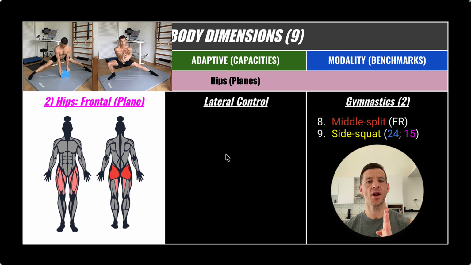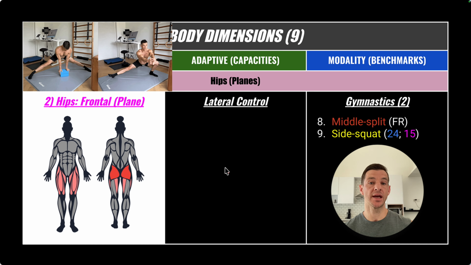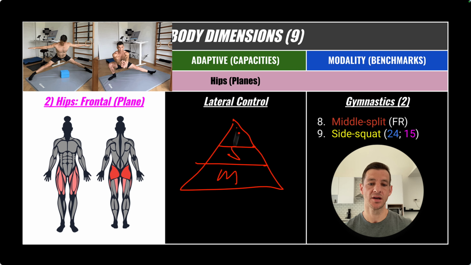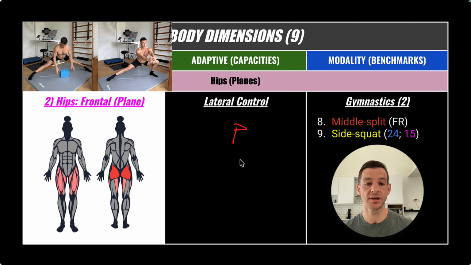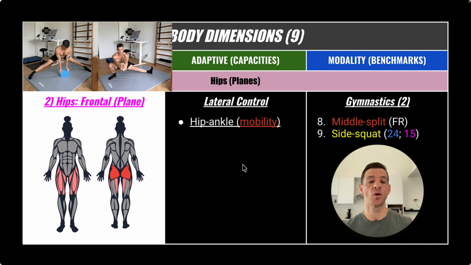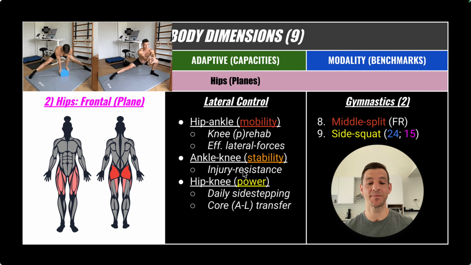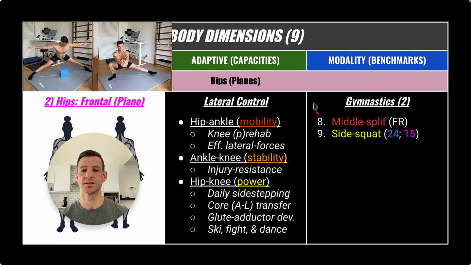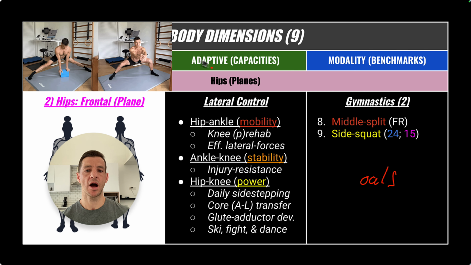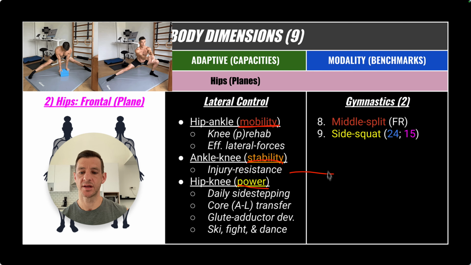Next, we want to know what are the requirements for us to master the middle split and the side squat. And so if you said or guessed that there's going to be a mobility, a stability, and power or strength component to it, you would be correct. Because in order for us to achieve the middle split and the side squat, we need to work on hip and ankle mobility, ankle and knee stability, and dynamic hip-knee power. A good way to think about this is, if these are our goals, our adaptive capacities, or these requirements of mobility, stability, and power, this is our strategy.